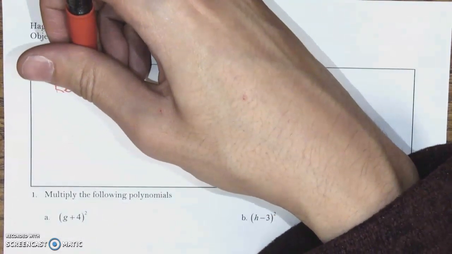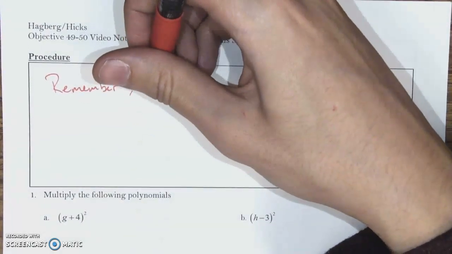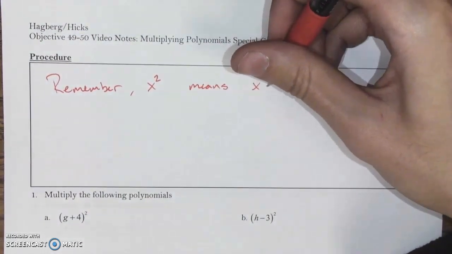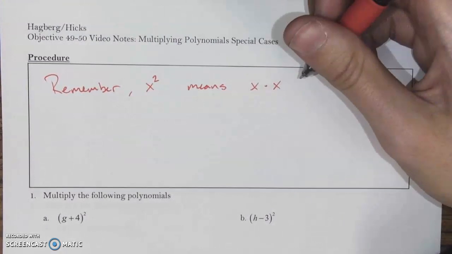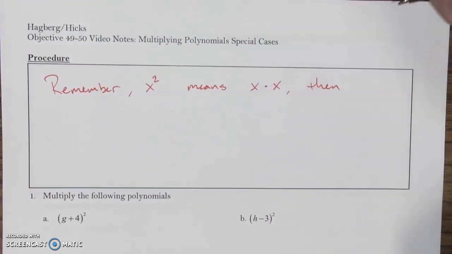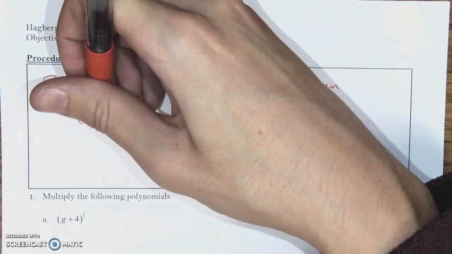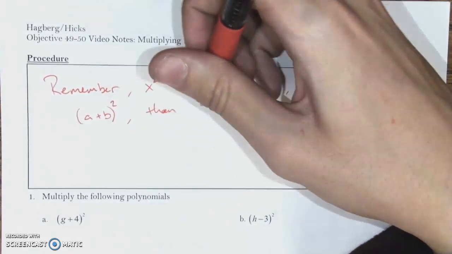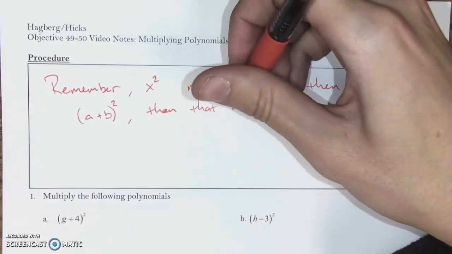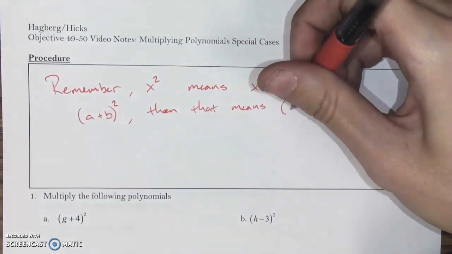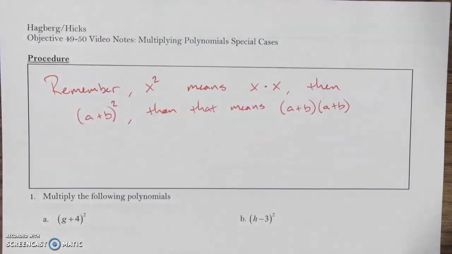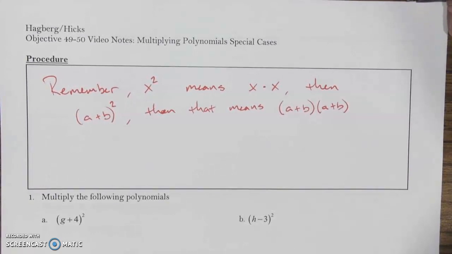So remember, x squared, what does that mean? It means multiply x by itself 2 times. So x times x. Using that logic, if I have the quantity a plus b squared, then that means the quantity a plus b times itself 2 times. So a plus b times a plus b. This looks similar to what we learned in the previous video, FOIL.